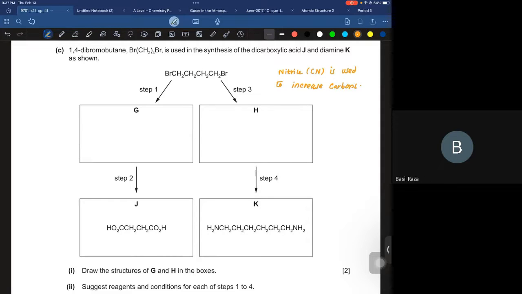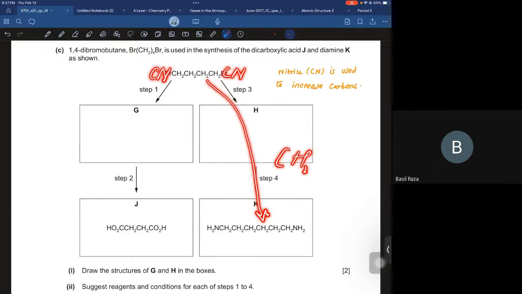According to me, the 2-cyanide group is attached, so it would become 6 carbon atoms. And then you can reduce this CN into this. It's a very important concept. You can reduce nitrile into CH2NH2.